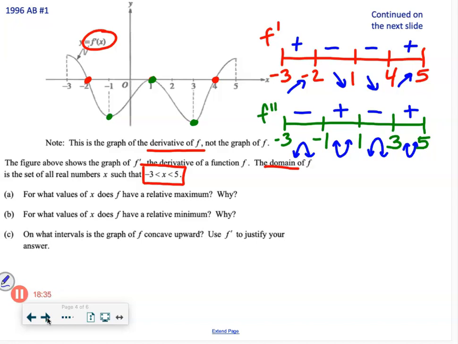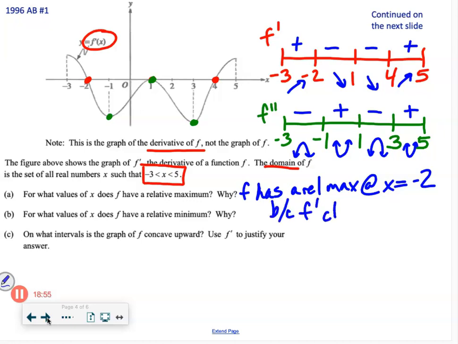So for part A, for what values of x does f have a relative max and why? F has a rel max at x equals -2 would be the only spot where you have a relative max because f prime changes from positive to negative at x equals -2. So that would be our answer for part A.